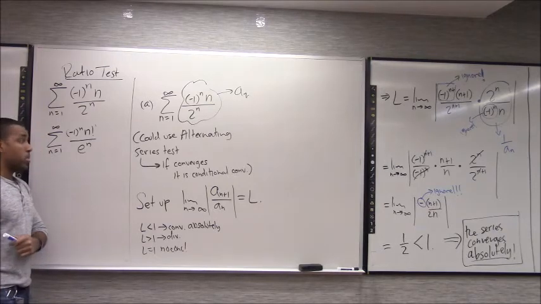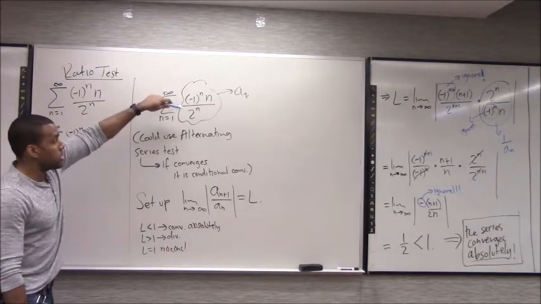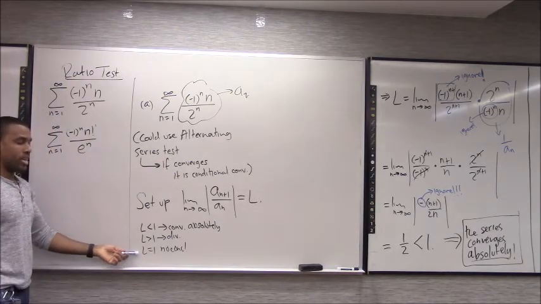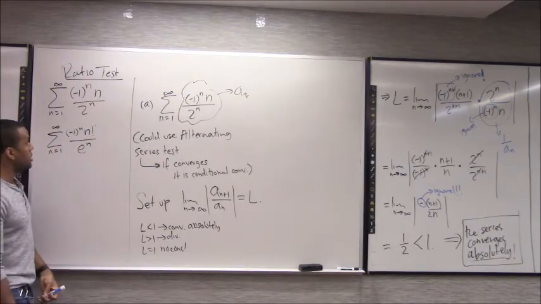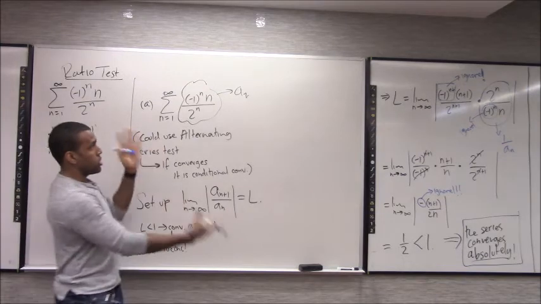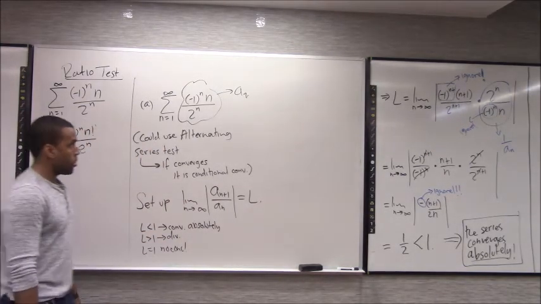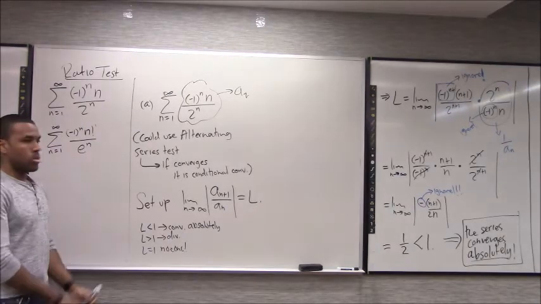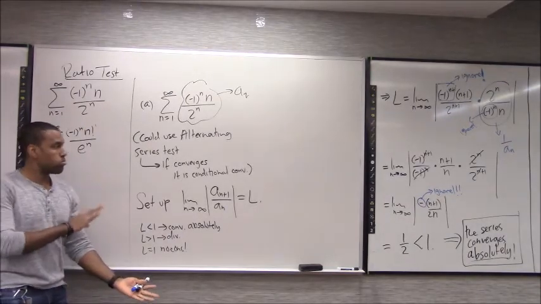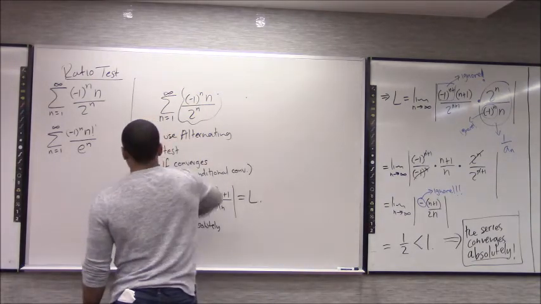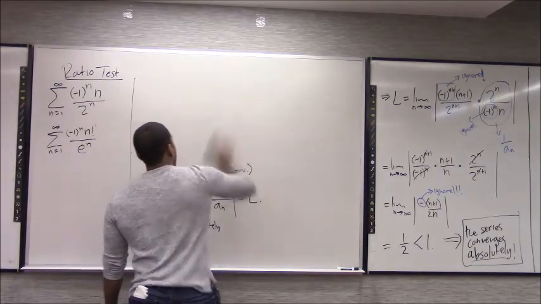And remember, if your original series is just the series of a rational function, it's always going to end up in the L equals 1 case, so don't even try the ratio test in that case. But here's one situation in which you can try the ratio test. Questions on this? Okay. Now let's look at B.